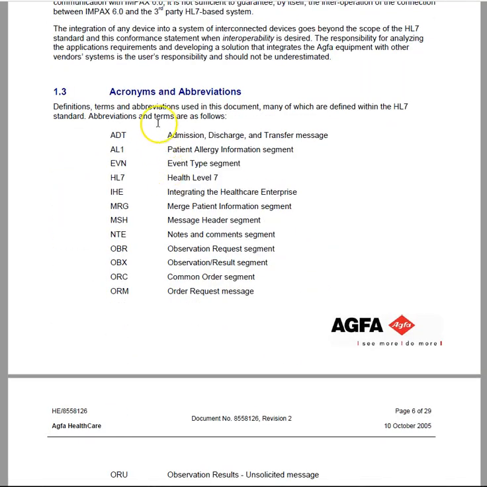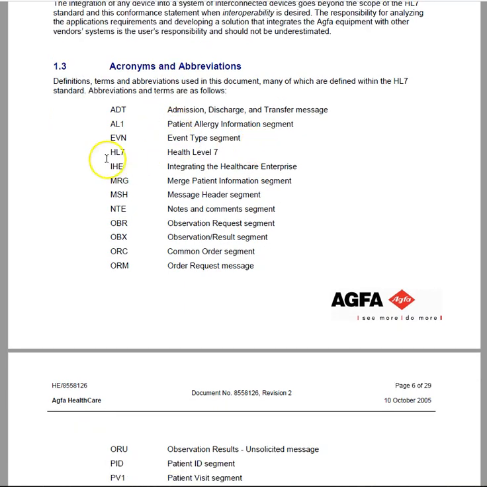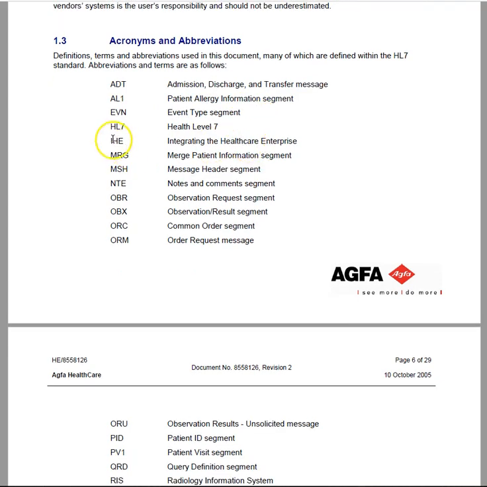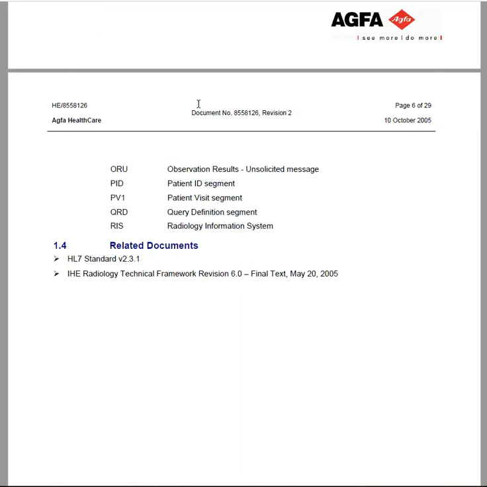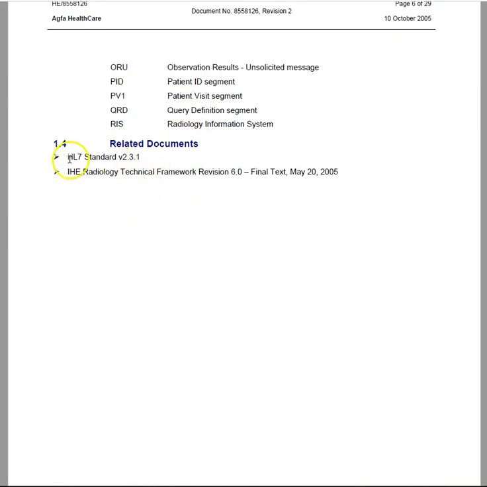So then you have the acronyms and abbreviations. If you didn't know what EVN was, it would tell you it's the event type segment. If you didn't know what IHE is, it's Integrating the Healthcare Enterprise. So whenever this document uses a 3-letter code you don't understand, you can come to acronyms and abbreviations and look it up. The related documents tells you what HL7 standard this particular document is referencing. So it's handy to know whether you're working with version 2.5, 2.7, 2.3.